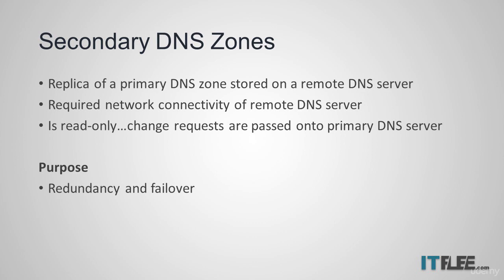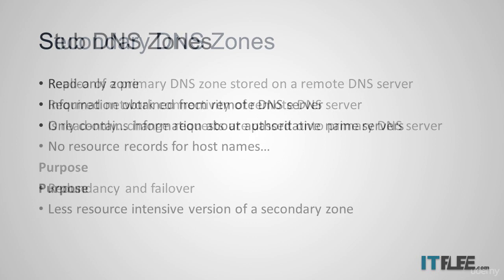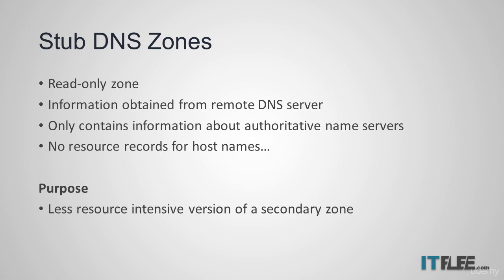Of course, the issue with a secondary DNS zone is that each record held within the zone must be replicated from one server to another. On large networks that have frequent DNS server changes, this can be somewhat resource intensive. Now, a stub zone is similar to a secondary zone in that it is a read-only zone that obtains its information from another remote DNS server.